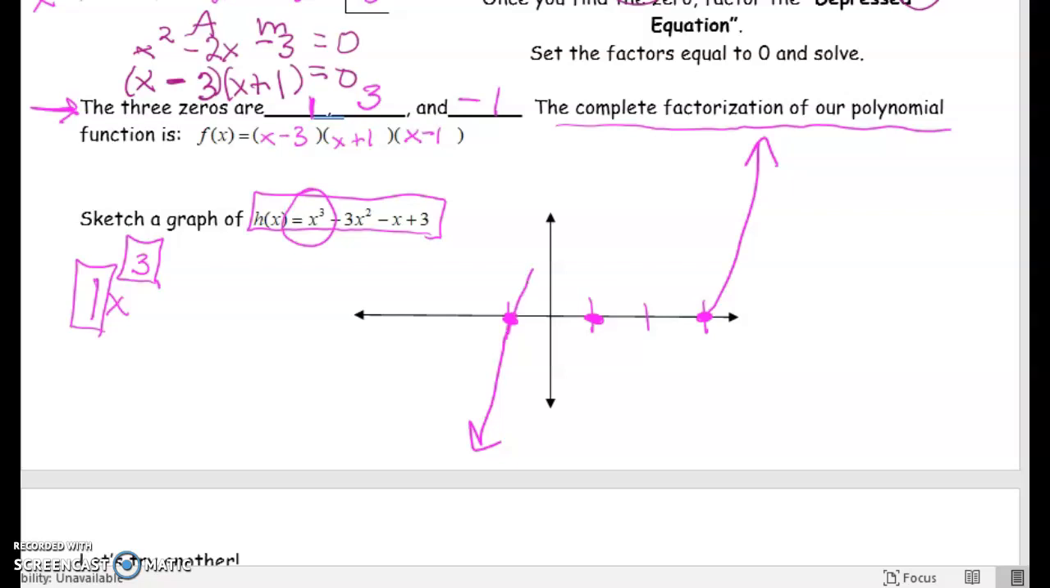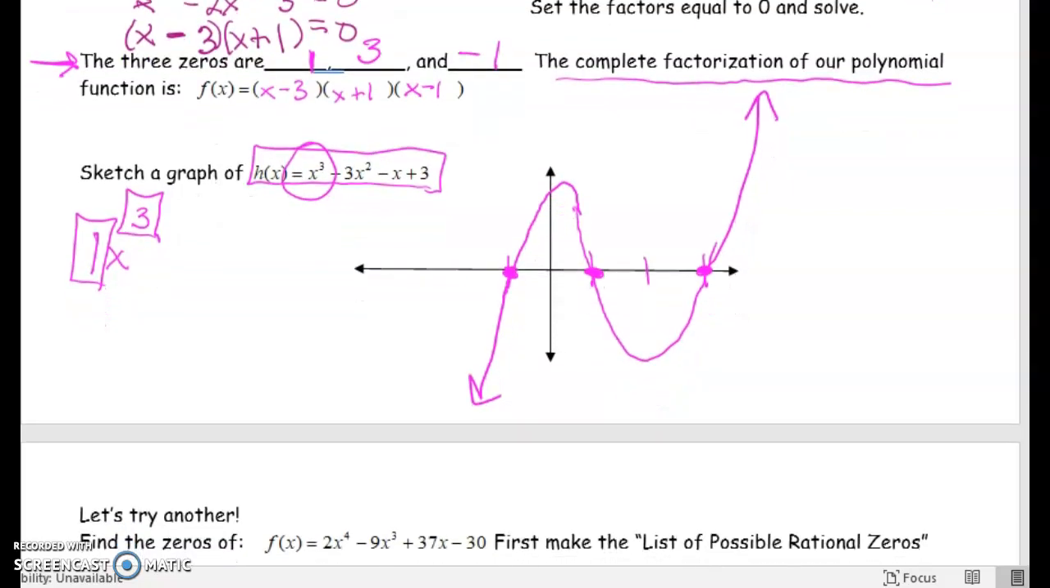So a graph will pass through one of the zeros and then turn. It'll head toward the next zero. It'll pass through and turn and head to the third and last zero. All right, and that's an example. That's the big picture. That's really everything we want to be doing with this problem.